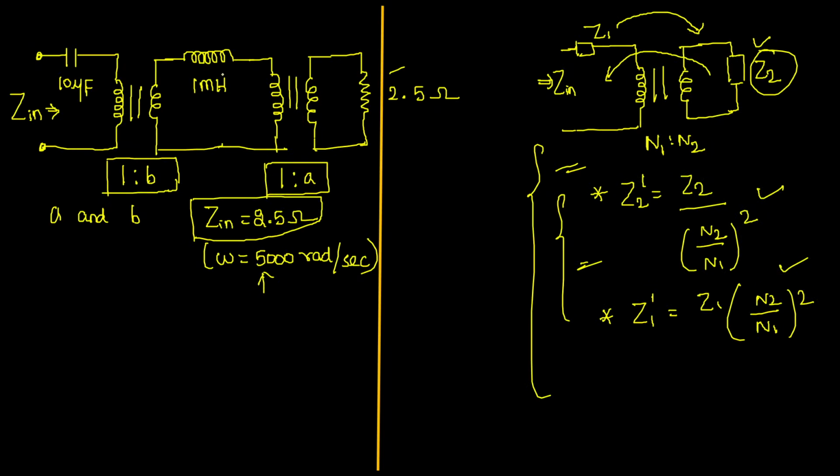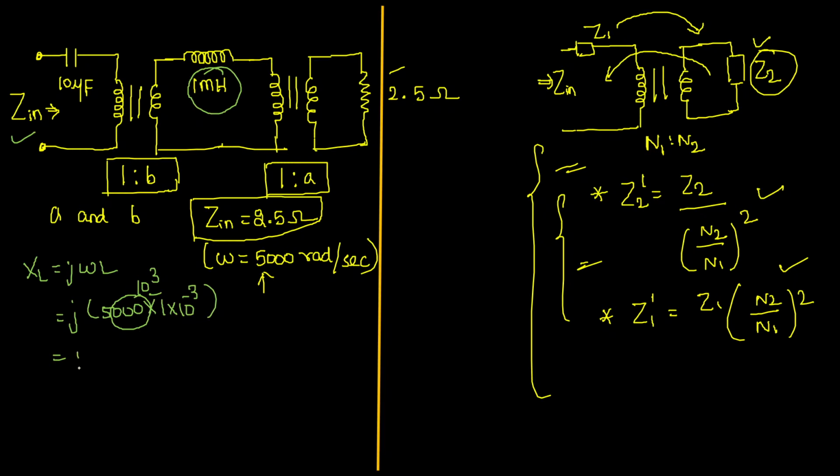Now see, it is given as an inductance, but we are in AC analysis. What shall we do? First calculate the inductive reactance jωL. Omega is given as 5000, and the value of inductance is 1 into 10 power minus 3. So 5 into 10 power 3, times 10 power minus 3, becomes 10 power 0, or 1. So it will be equal to j5 ohm.